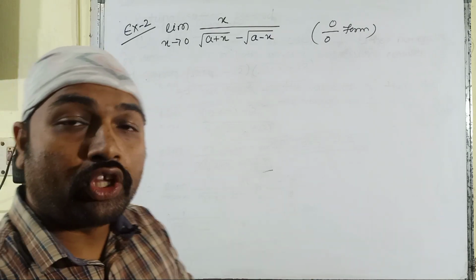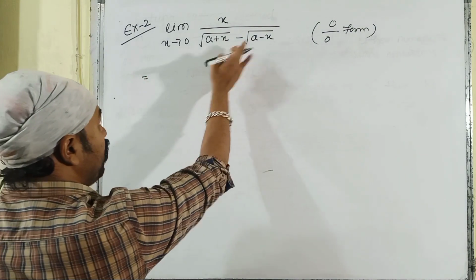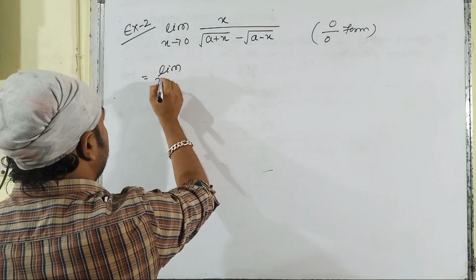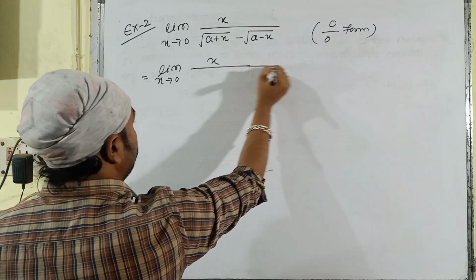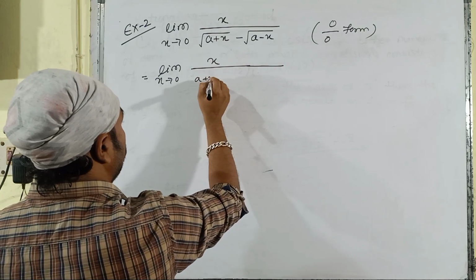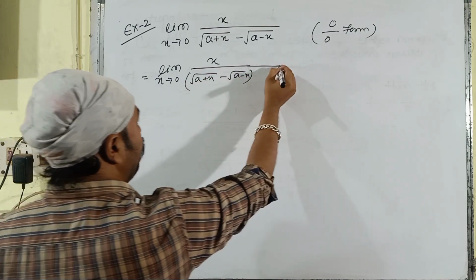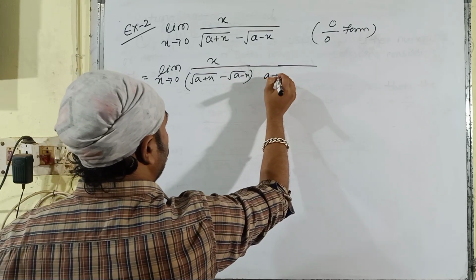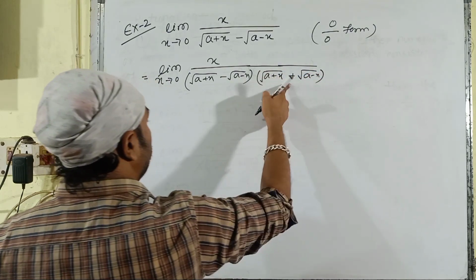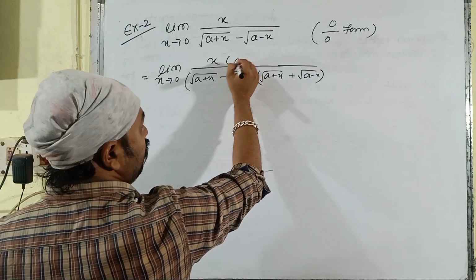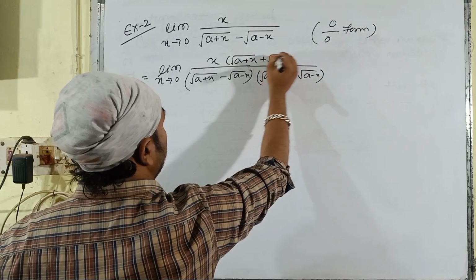So we have to use the rationalization method here. By multiplying by the conjugate of the denominator, the limit as x tends to 0 of x divided by square root of a plus x minus square root of a minus x. The conjugate of this denominator is square root of a plus x plus square root of a minus x. Then we multiply the numerator also by square root of a plus x plus square root of a minus x.